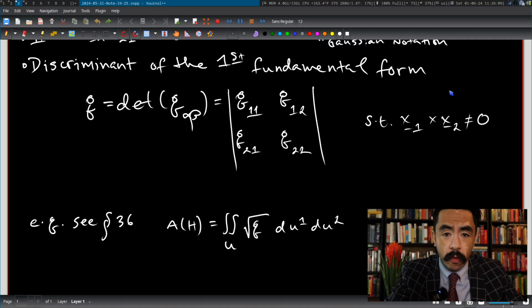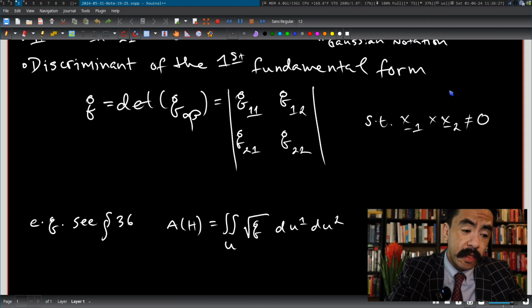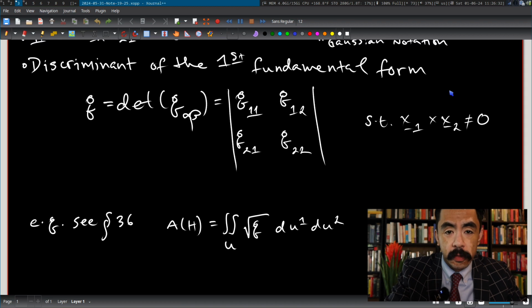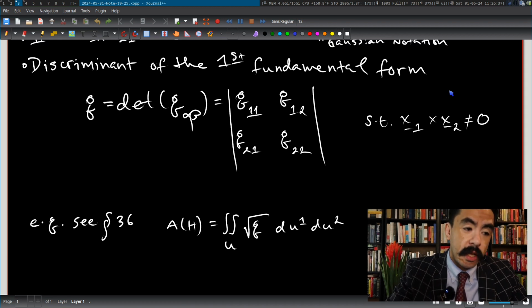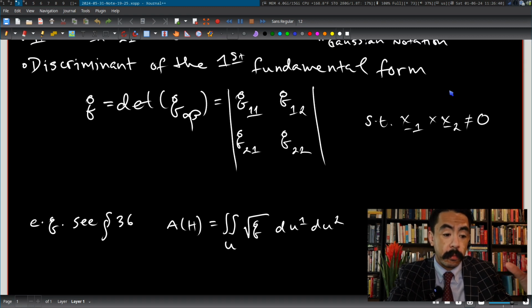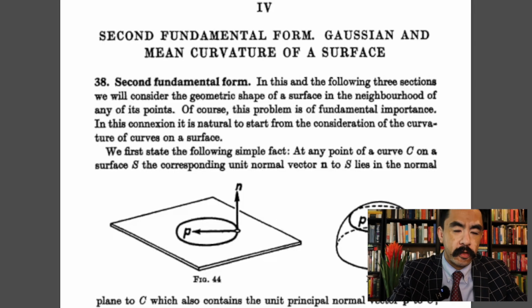But what is this used for? We can write a formula for the area of a portion of a surface in terms of a double integral of a function of this discriminant of the first fundamental form, namely capital A of capital H, where capital H is the portion of the surface, is given by the double integral on capital U, which is the domain corresponding to the portion of the surface, of the square root of g, being this discriminant of the first fundamental form. And these double integrals are in terms of du1 and then du2. So that's the first fundamental form.